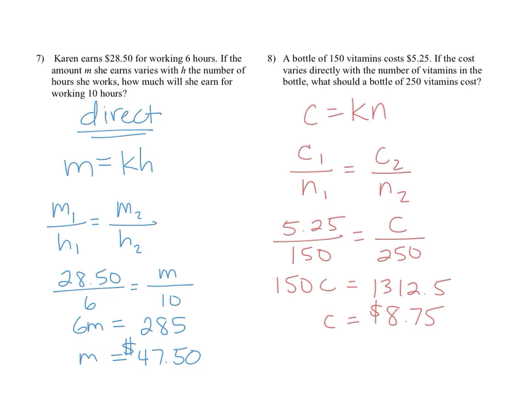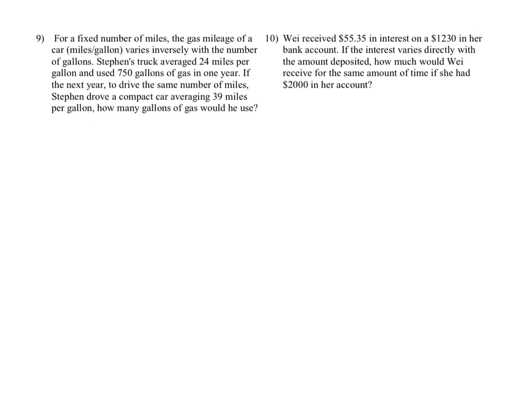All right, guys, last 2 problems. For a fixed number of miles, the gas mileage of a car in miles per gallon varies inversely with the number of gallons. Stephen's truck averaged 24 miles per gallon, and used 750 gallons of gas in 1 year. In the next year, to drive the same number of miles, Stephen drove a compact car averaging 39 miles per gallon. How many gallons of gas would he use? Again, set it up the way we learned. This one's a little bit tougher, so set it up carefully before you start.